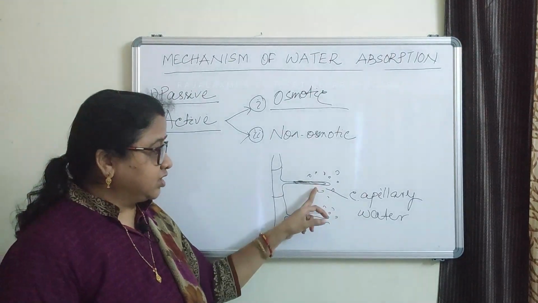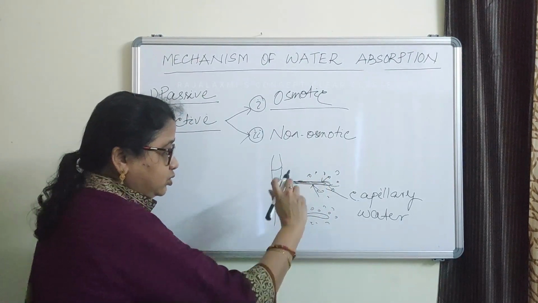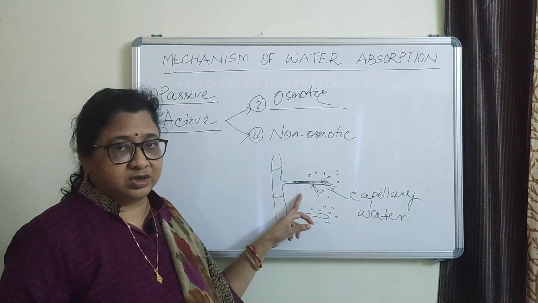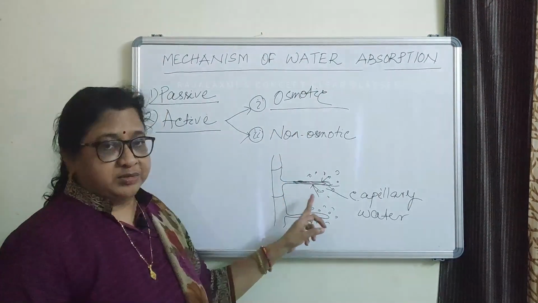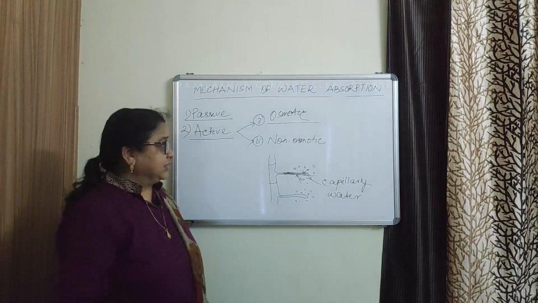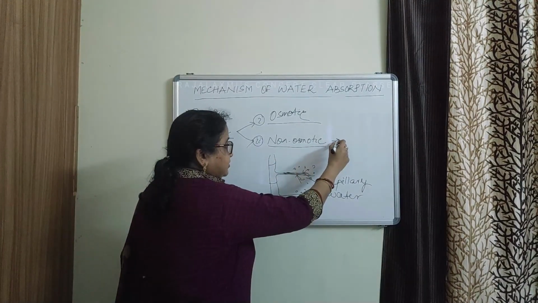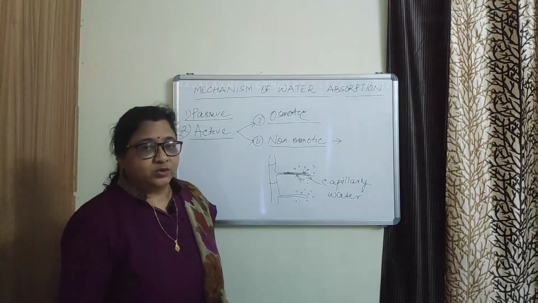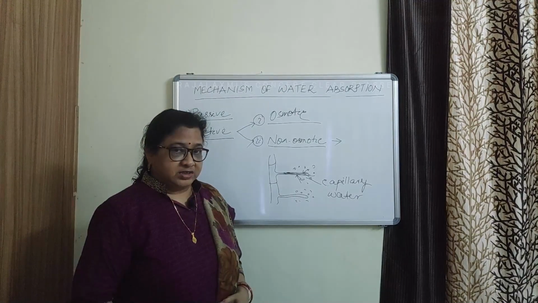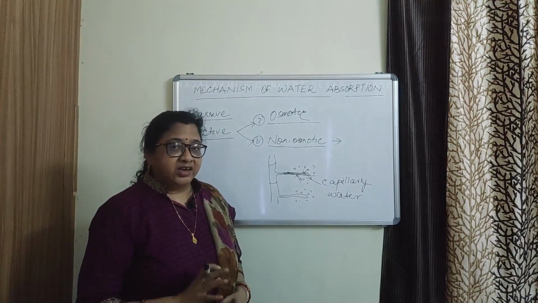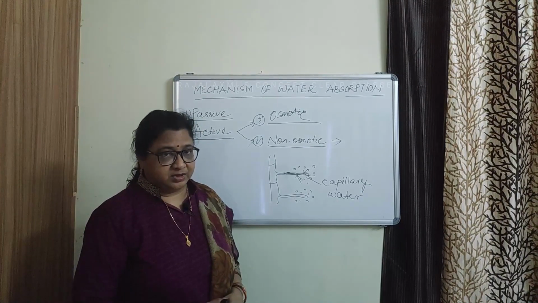So capillary water enters into the root hair by the simple process of osmosis. This is called osmotic active absorption. Then what is non-osmotic active absorption? According to this mechanism, water is absorbed by the root, but it is non-osmotic. So in this case, energy is utilized. That is called non-osmotic water absorption.